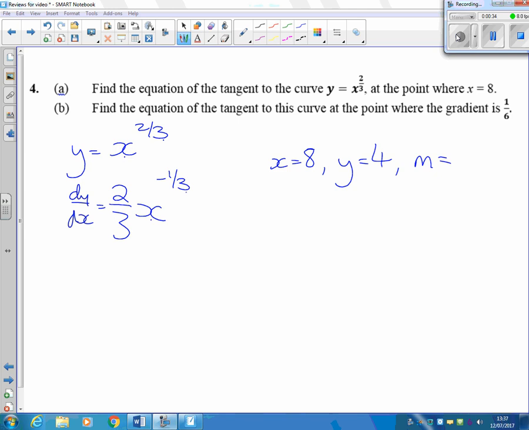The cube root of 8 is 2, so we've got 1 over 2. We've got a half here. A half times 2/3 is 1/3. If you're not sure, check it on the calculator.